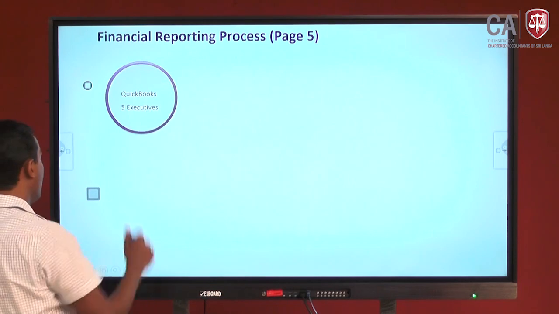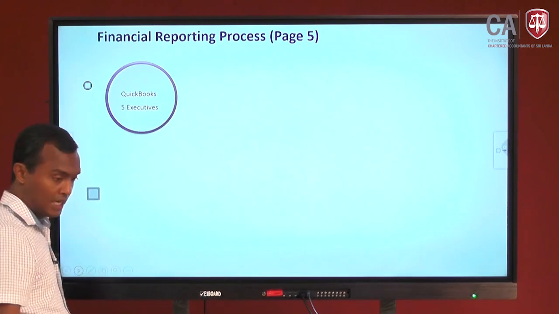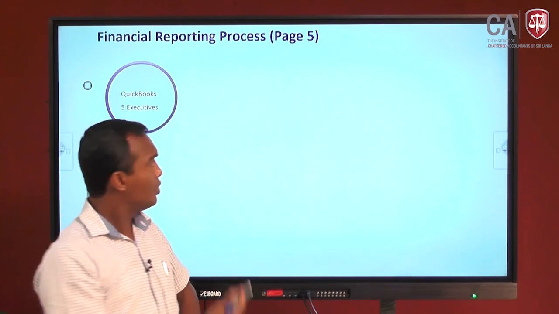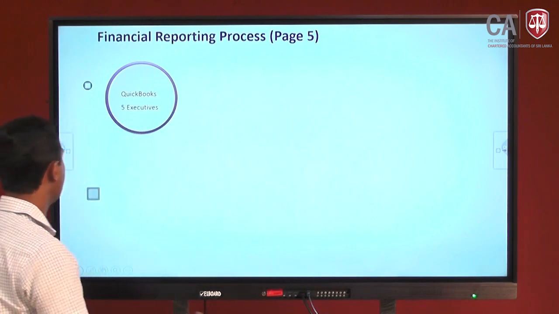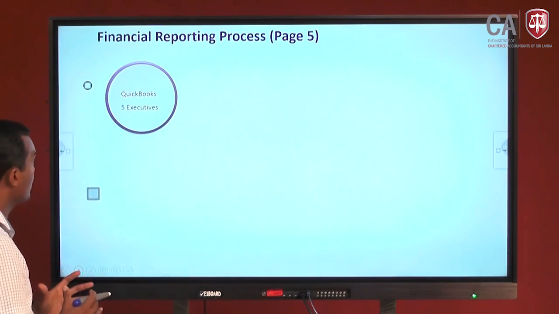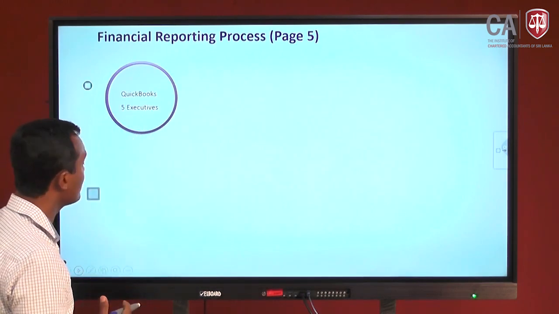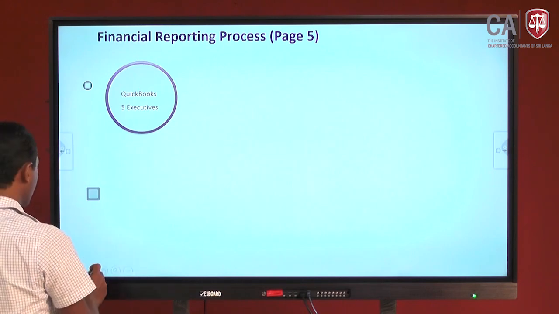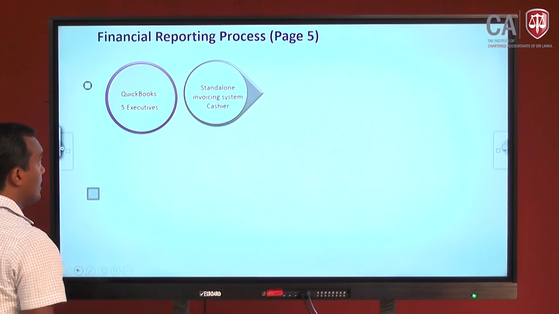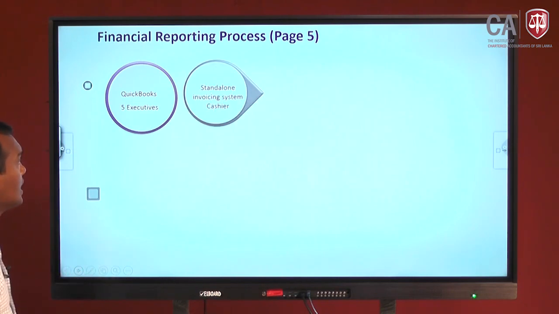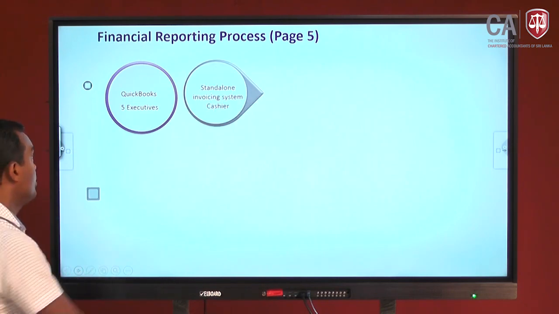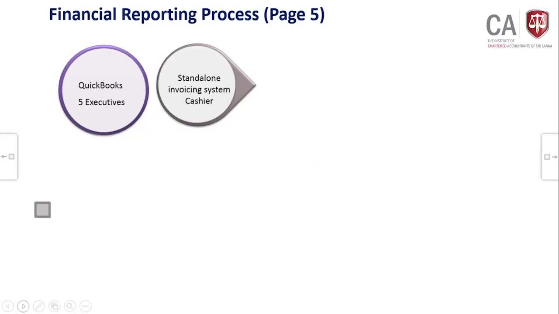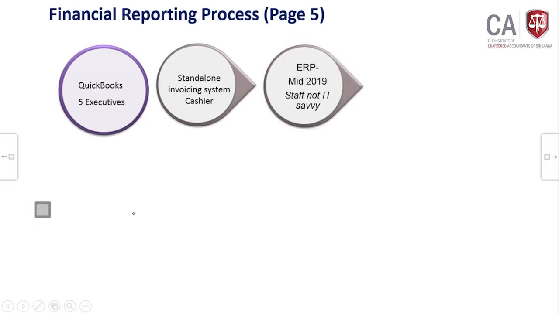Especially I have captured under financial reporting process. Again, open your pre-seen now, go to page 5. This is how I have summarized and articulated the finance structure of this company. So there are 5 executives, they use QuickBooks, and then in addition to QuickBooks they use another standalone system, an invoicing system, and the cashier is updating that.